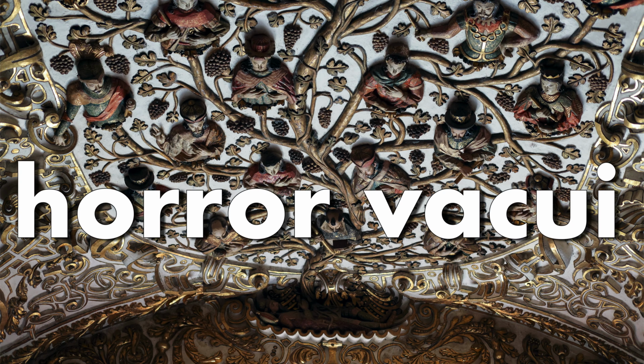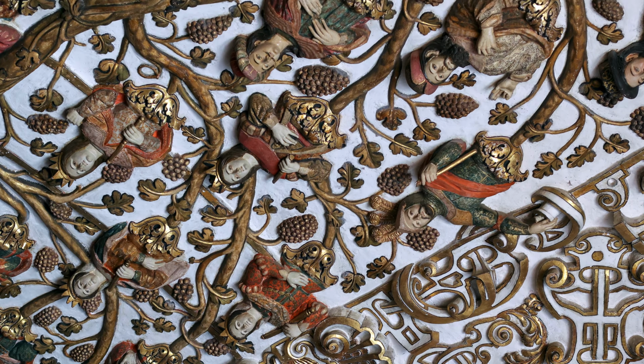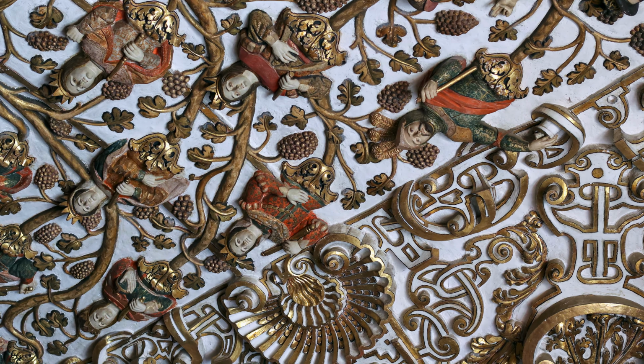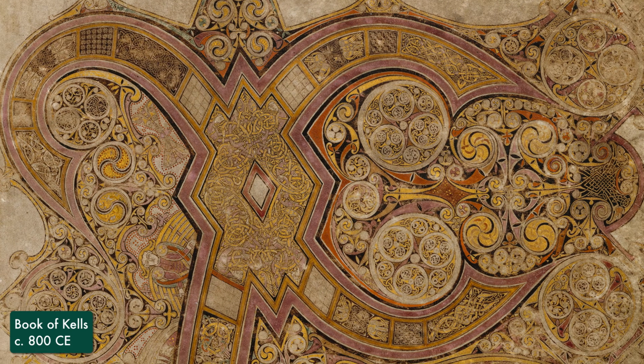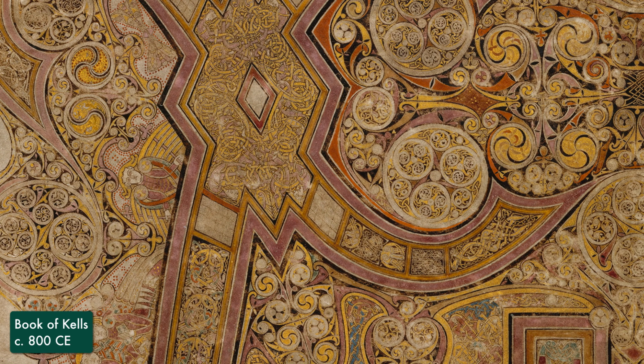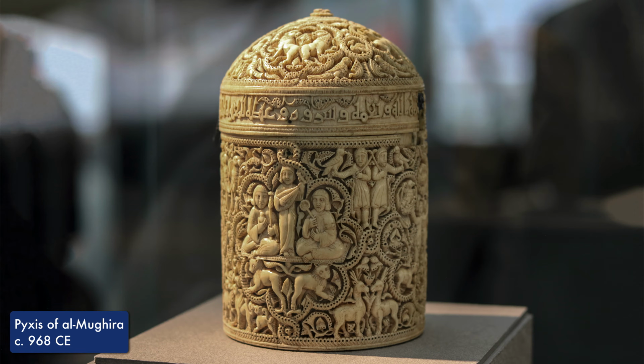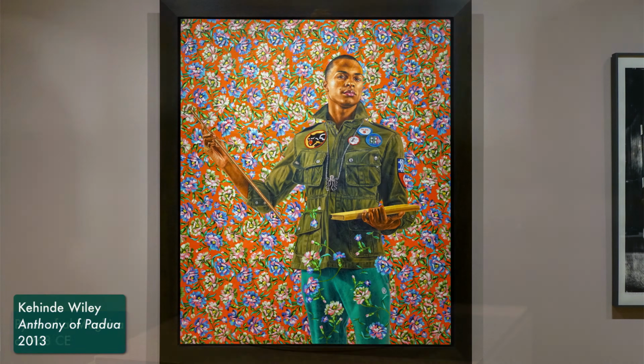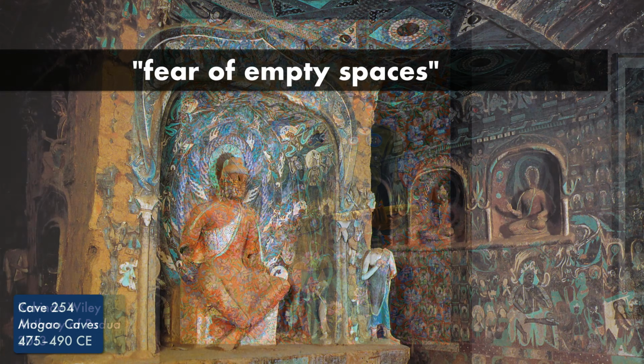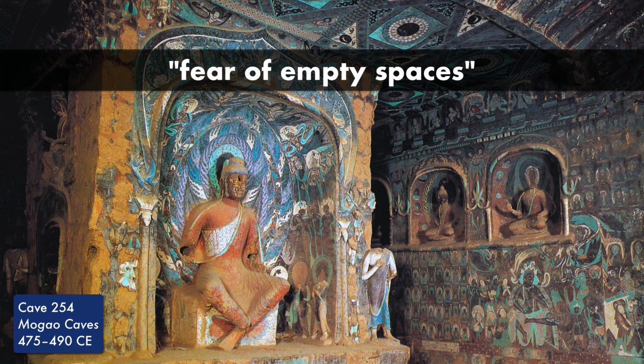Horror vacui is a term used to describe anything with a densely filled surface. It's not specific to any type of object or form, nor any culture or time period or place. It can describe imagery in the Irish medieval Book of Kells, an ivory pyxis made in medieval Spain, or even contemporary artworks like this painting by Kehinde Wiley. The term is Latin, and it means a fear of empty spaces or fear of emptiness.